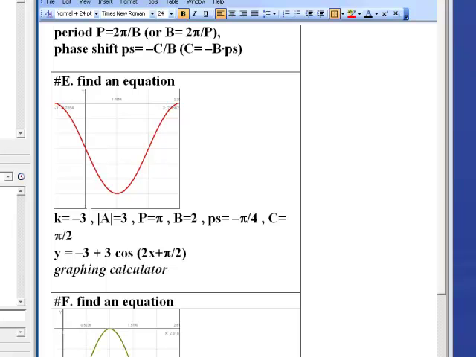Okay, and one more. On this one, it looks like we have a sine curve, because it starts at 0. We have a vertical shift of negative 2. Amplitude of 2. It's a right side up sine, so we're going to have negative 2 plus 2 sine.